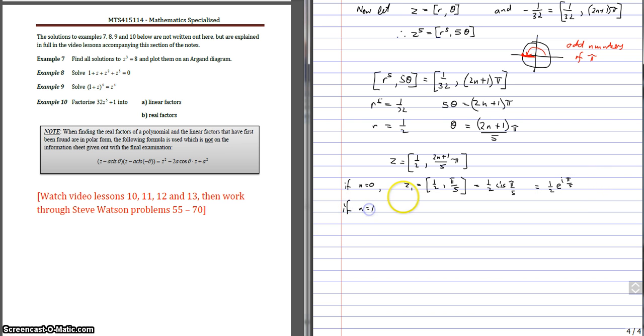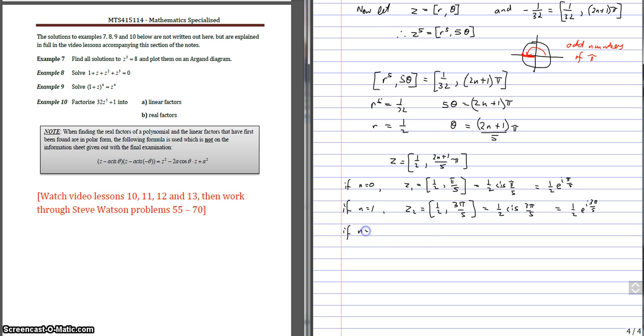If n equals 1, then we've got z2, our second solution, being given by half, and then 3 pi on 5. So in polar form, it's half cis 3 pi on 5, or using Euler's form, it's half e to the I 3 pi on 5.